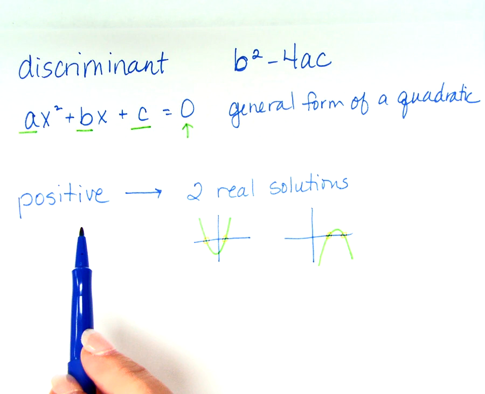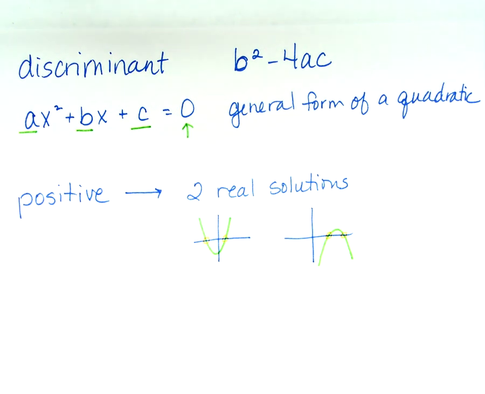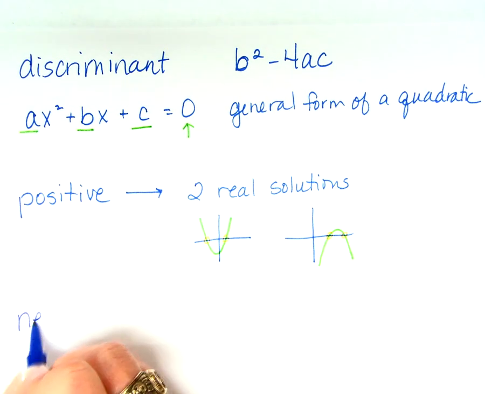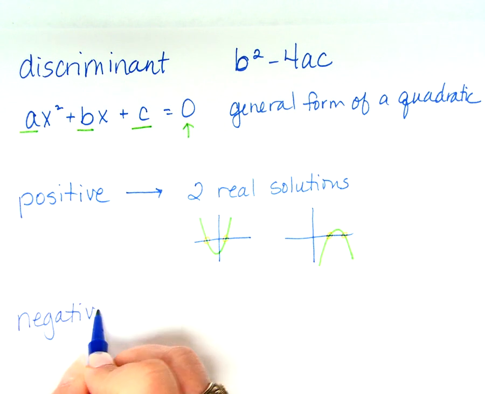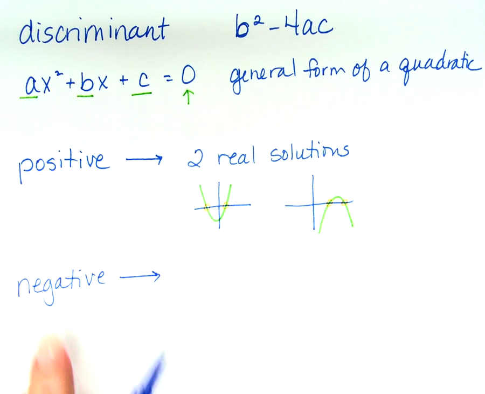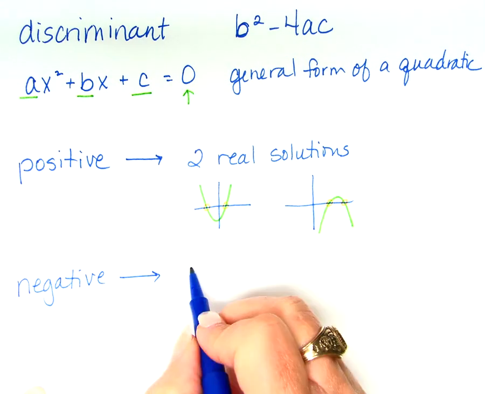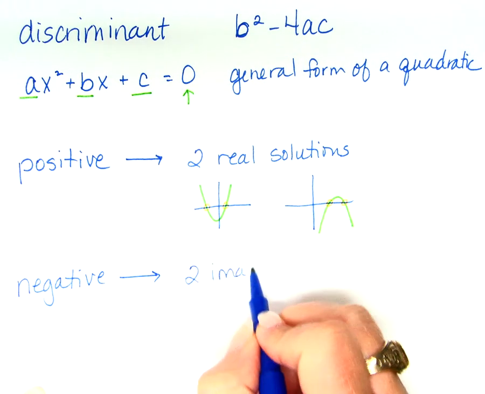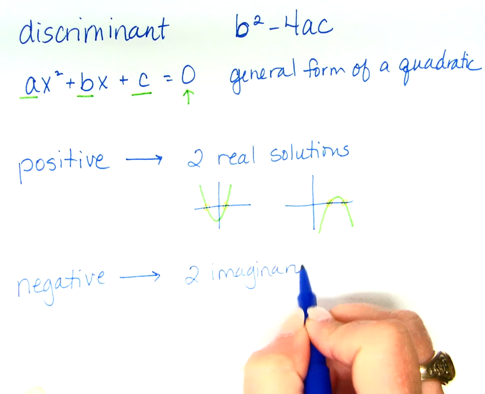If one option is positive, what's another option? Negative. The other option is my discriminant is negative. If I put numbers into this and I get a negative number, then I have two imaginary solutions.